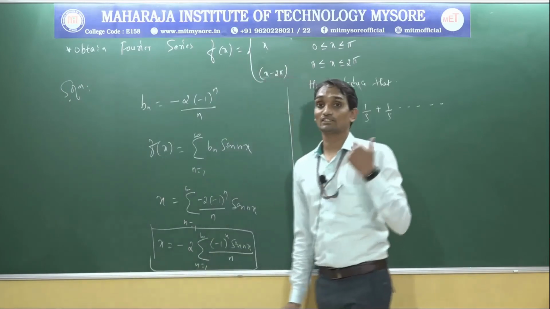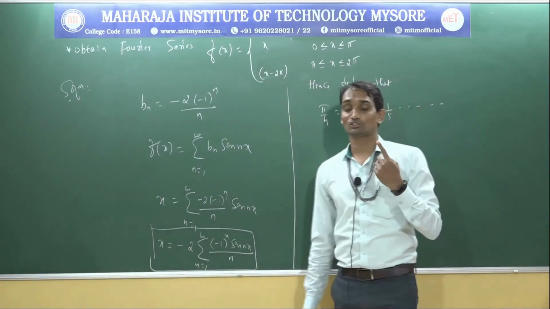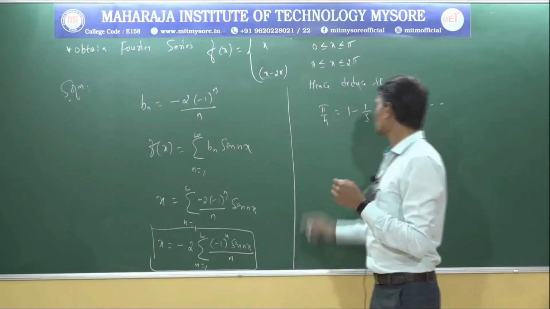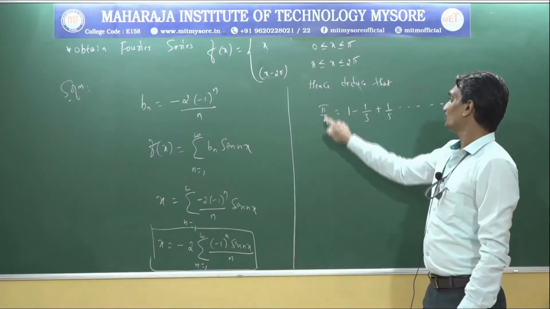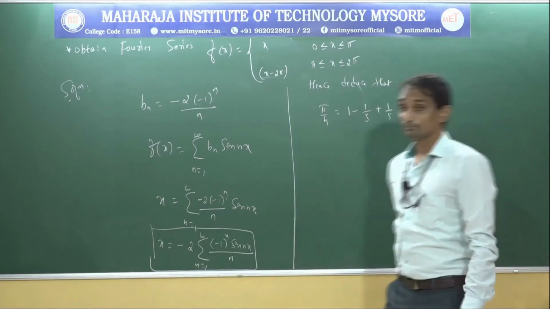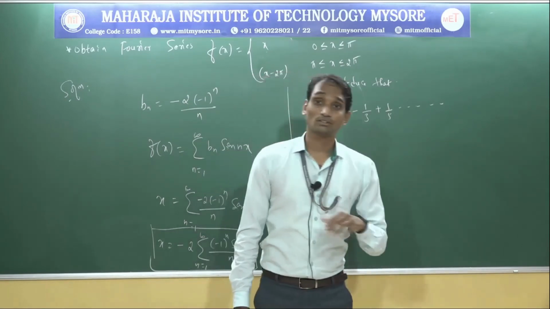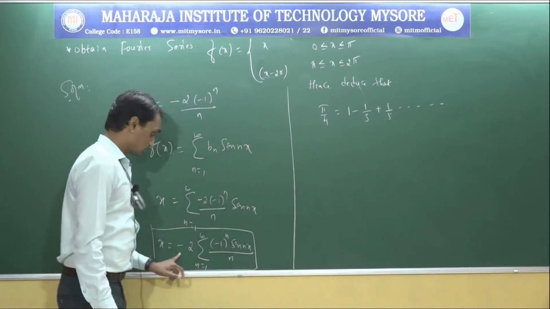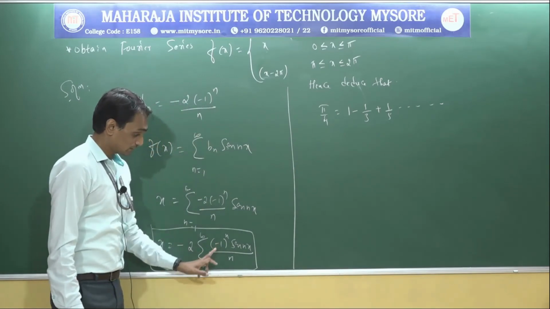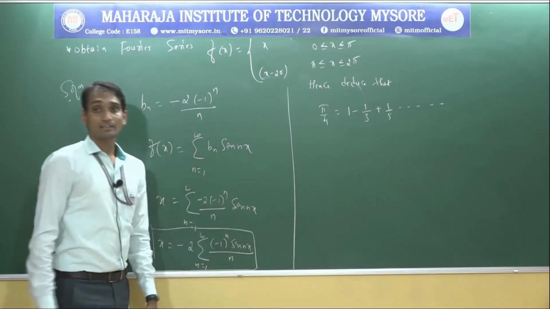We have here a second question. In the previous one, there was only one question: obtain the Fourier series. Now here there is one more question: hence deduce that pi by 4 equal to 1 minus 1 by 3 plus 1 by 5, and so on. This value we need to verify now by using x equal to minus 2 summation minus 1 power n into sin nx by n.